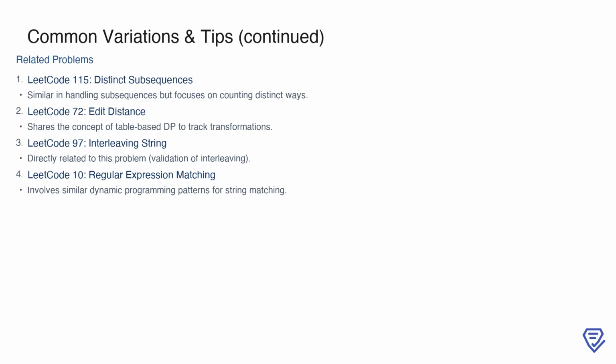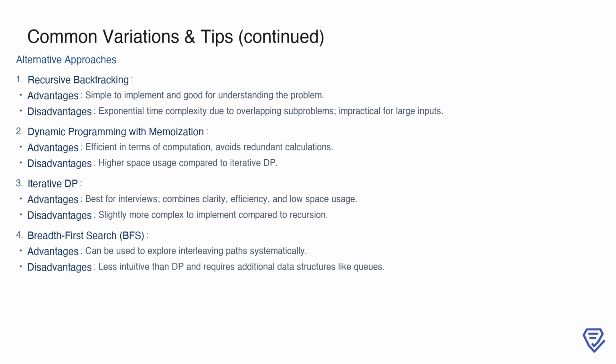Additionally, LeetCode 10, Regular Expression Matching, involves comparable dynamic programming techniques for string matching, reinforcing patterns that can help solve interleaving-related problems. There are also alternative approaches worth considering. Recursive backtracking is straightforward to implement and excellent for understanding the problem, but its exponential time complexity makes it impractical for large inputs. Dynamic programming with memoization improves efficiency by avoiding redundant calculations, though it can increase space usage compared to iterative methods.